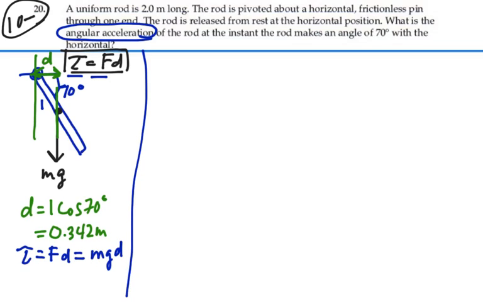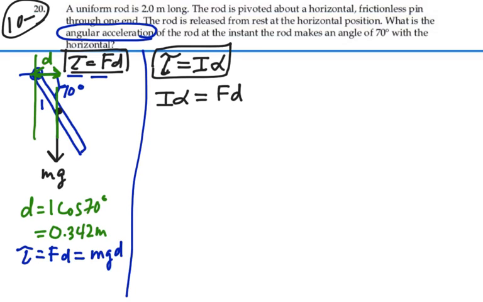If that is the only torque acting on this rod, and it seems to be the only one that's causing the rotation, then that would be responsible for the net torque, which is the moment of inertia times the angular acceleration. So, if we set these two torques equal, we have the moment of inertia times angular acceleration is equal to force times moment arm, which is equal to mg times d. Solving this for angular acceleration, we have angular acceleration would be mgd divided by the moment of inertia.